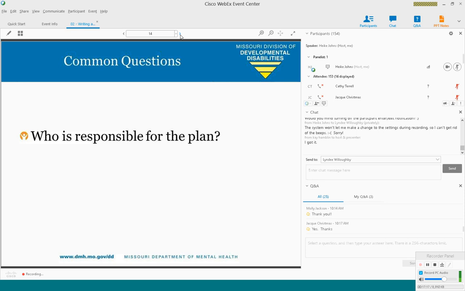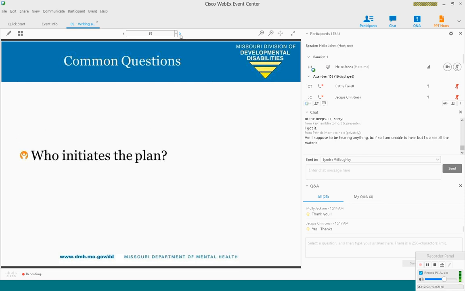Who is responsible for the plan? Everybody on the planning team is responsible for the plan. They're responsible for the creation of the plan, and they're responsible for the implementation of the plan. It's the additional responsibility of the behavior provider to incorporate the safety crisis plan into the behavior support plan. It's the additional responsibility of the service coordinator to incorporate the safety crisis plan into the ISP. But it's everybody's responsibility to ensure that the plan's created and it's implemented.